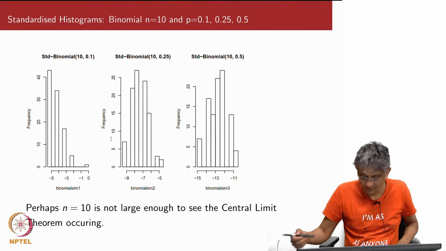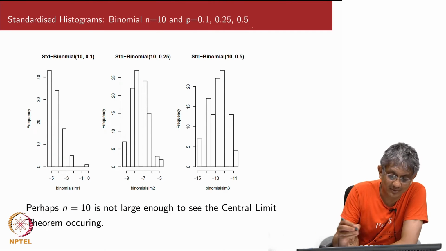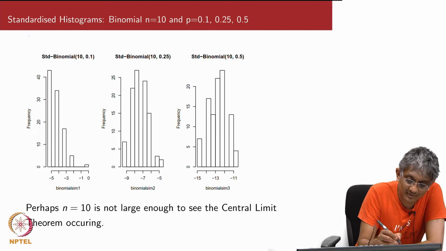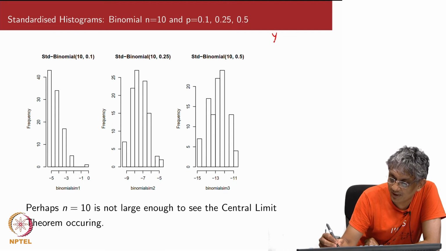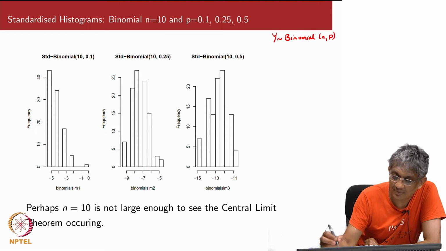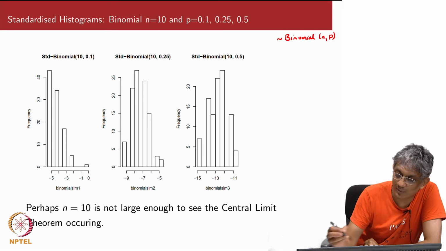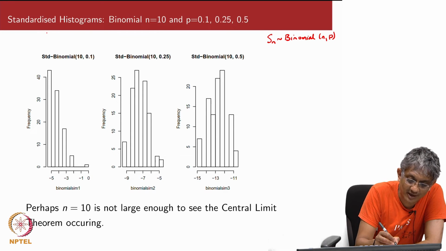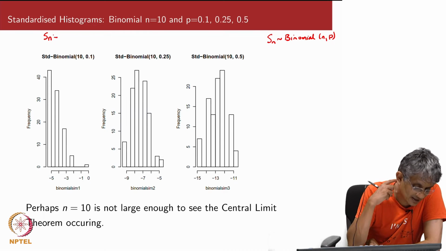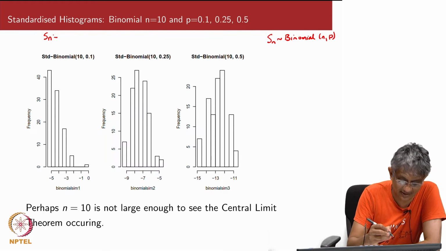Let me go back here. So what does standardizing mean? You take a binomial random variable. Let's call the random variable y. Let's say y is binomial n, p, where n and p are appropriate. Let me use S instead. Let's say Sn is binomial n, p. So here I've standardized it. What standardized means is I've taken Sn minus the mean, where let's say n is 10. Let me erase it and rewrite it.